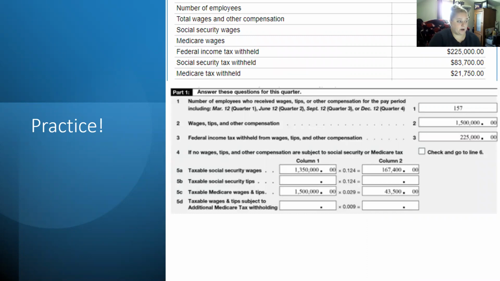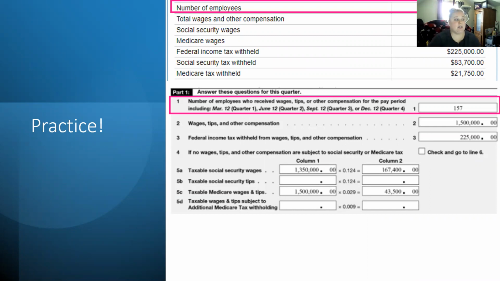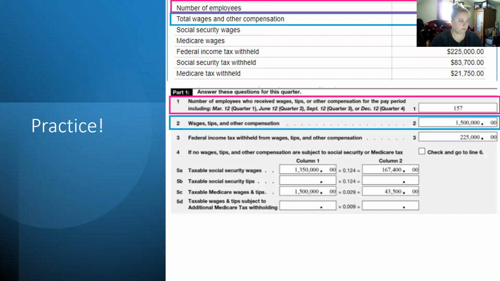So keep going. We're going to go down to the next section of the 941. The number of employees is going to go on line 1. Again, this is the number of employees on the 12th of the last month of the filing period. So if you're filing for first quarter, you're going to look at the number of employees paid on the pay period that includes March 12th. If you're doing second quarter, it's going to be the number of employees paid in the period containing June 12th. Same for third, same for fourth.